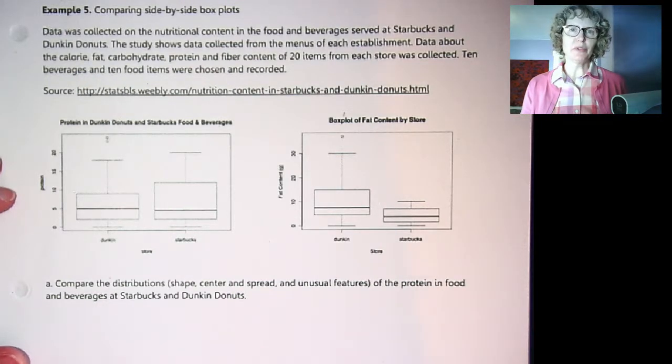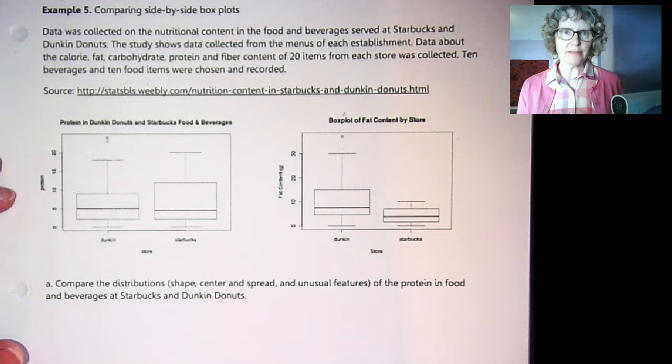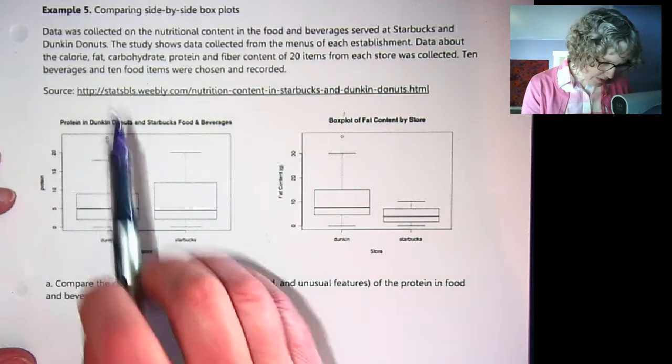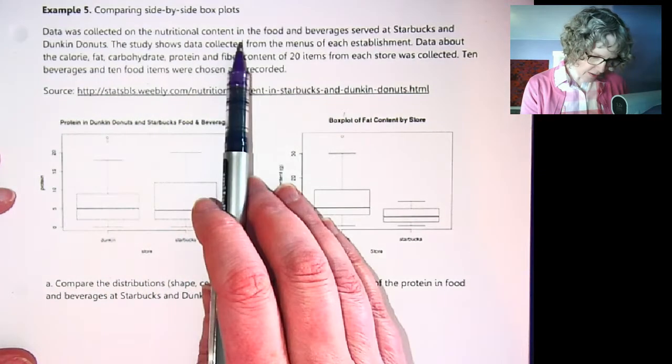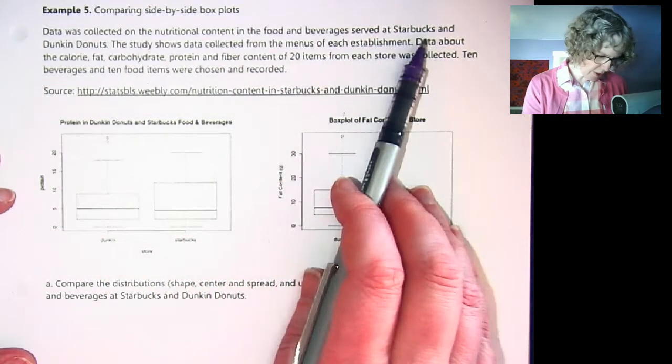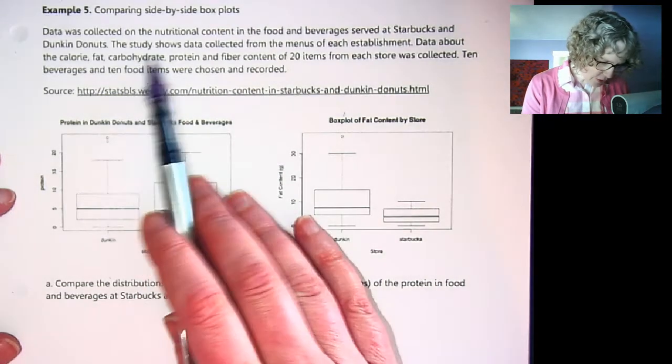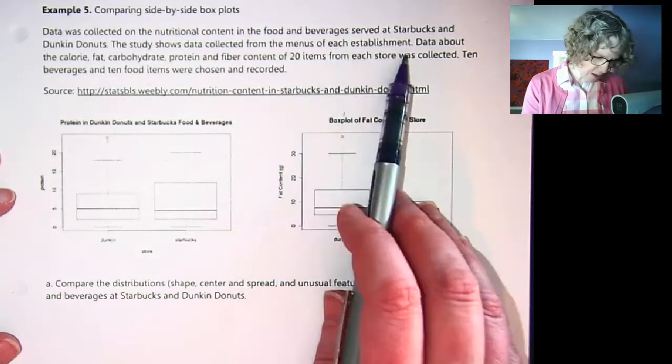Hi, here's another example of comparing side-by-side box plots. Okay, this has to do with Dunkin' Donuts. Data was collected on the nutritional content in the food and beverages served at Starbucks and Dunkin' Donuts. Okay, so we're comparing the two. The study shows data collected from the menus of each establishment.